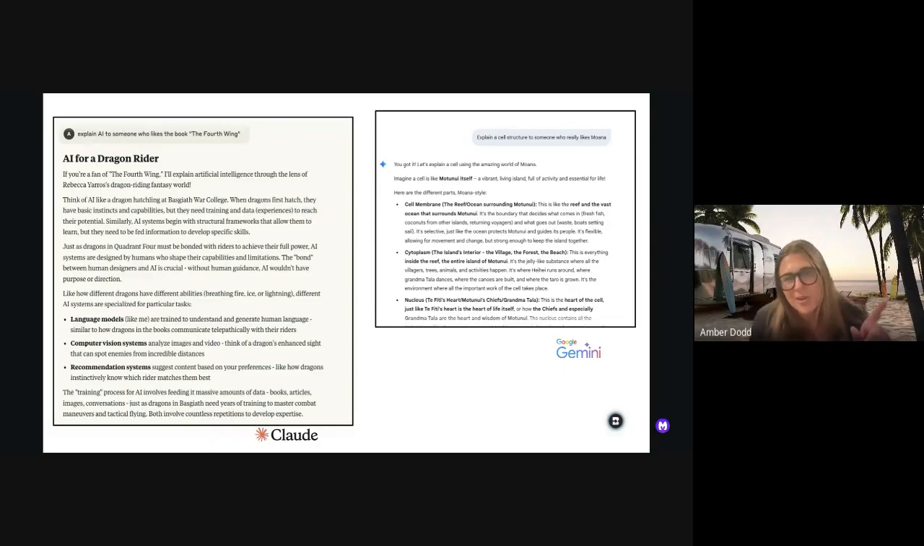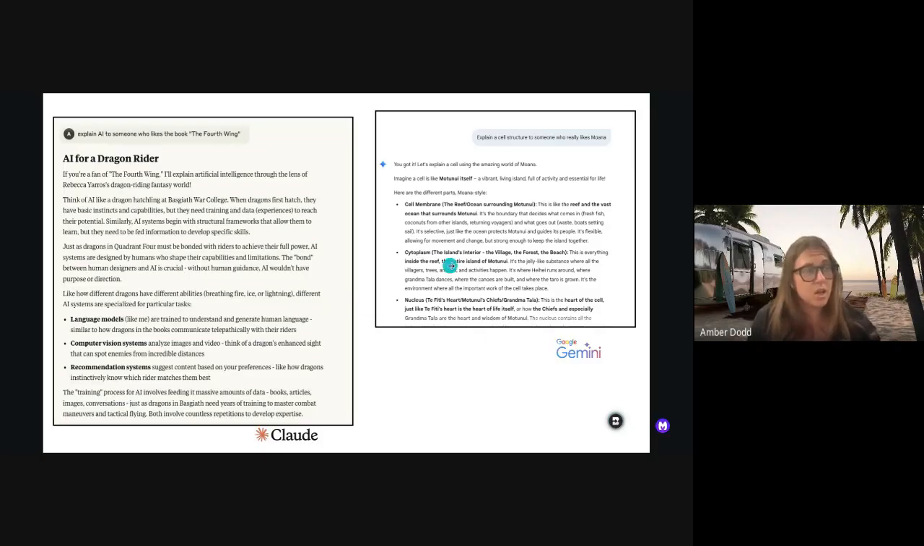Or we just went to Gallery Gardens for their movie night and did Moana. So explain a cell structure to someone who really likes Moana, and look at how we can explain things and make it really relevant for the student. So if you have student interest, there are different ways we can explain things and make it a little bit more relevant or interesting to them.